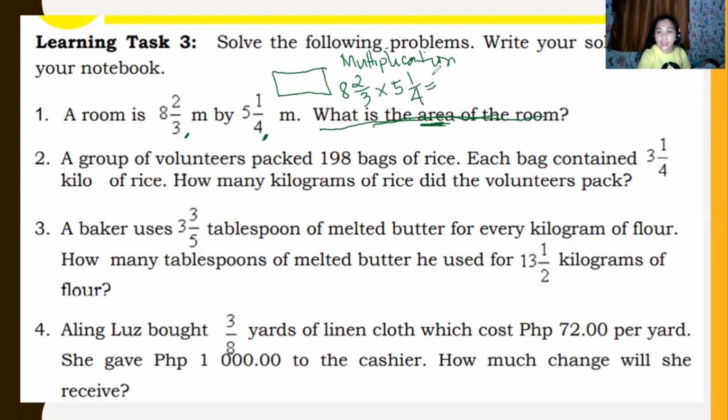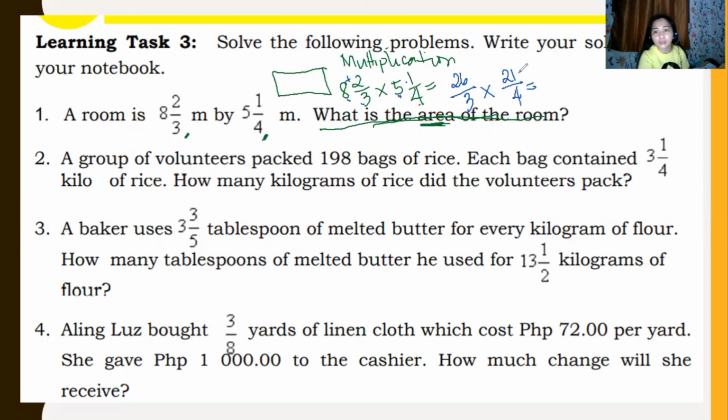Yung 8 2/3 agad? No, we cannot directly multiply mixed numbers. But first, we need to change them into improper fractions. So, we have 8 times 3 is 24 plus 2 is 26. Copy the denominator, 3. 4 times 5 is 20 plus 1, 21. Copy the denominator, 4. So now here we can multiply the two improper fractions.